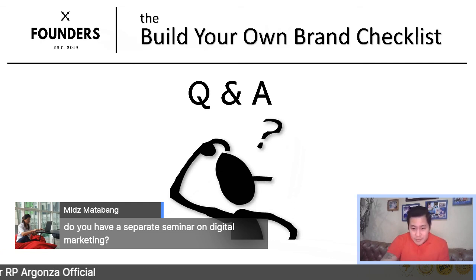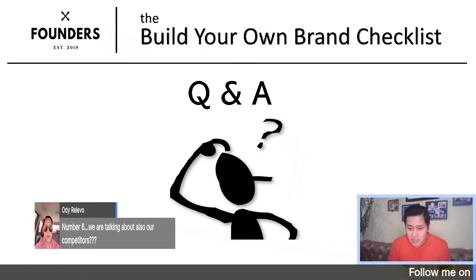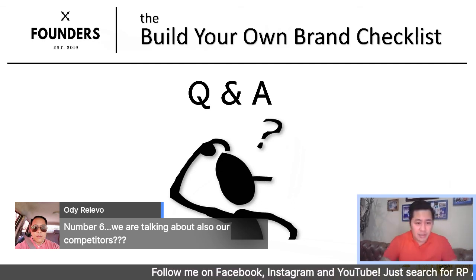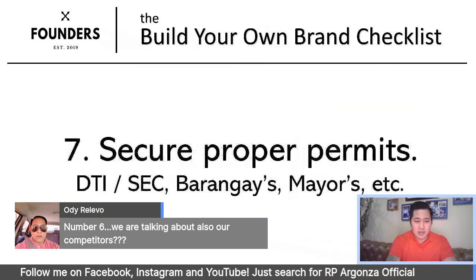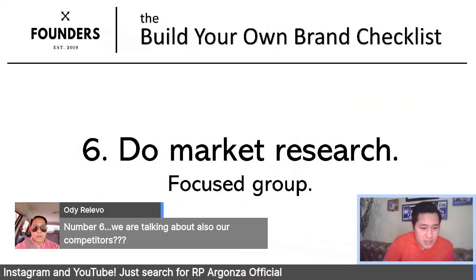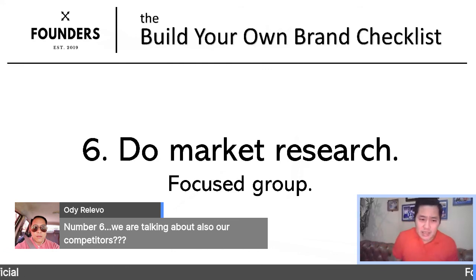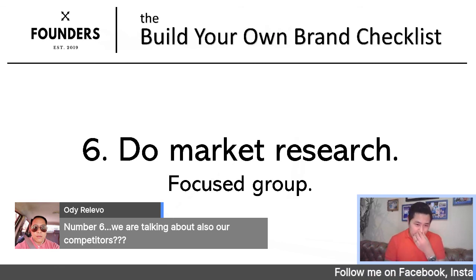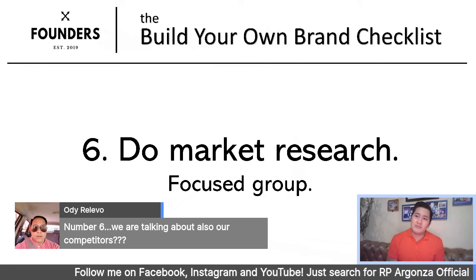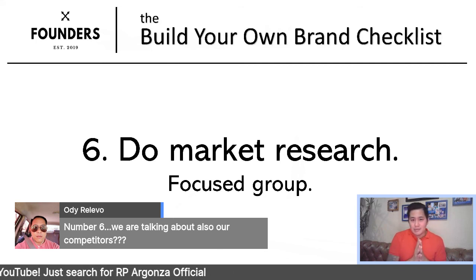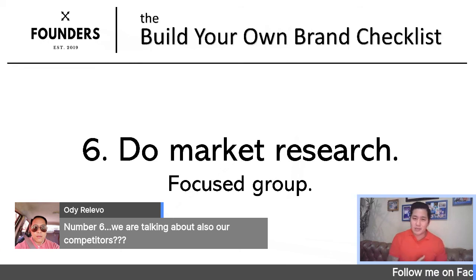Next question is from Sir Audi, number 6, we are talking also about our competitors. So number 6, that is do market research. I'm not sure, sir, what you mean. Do you mean po na sa market research babanggitin mo yung kalaban mo? It depends po sa inyo. I guess you can do that, but that's not really considered ethical, so to speak. So long siguro na hindi nyo sila sinisiraan, as long as you're not saying bad things about them, that you want to know honest things.